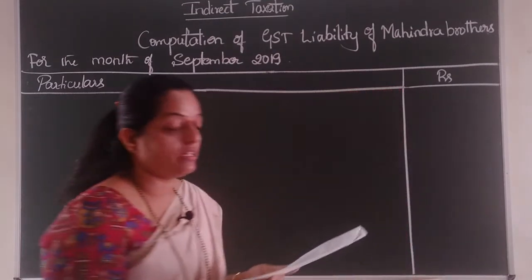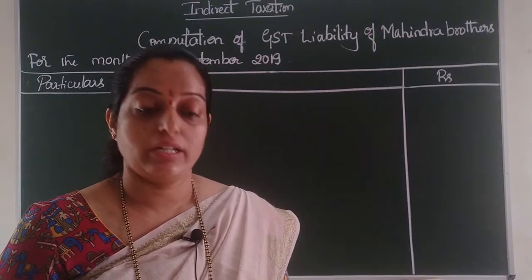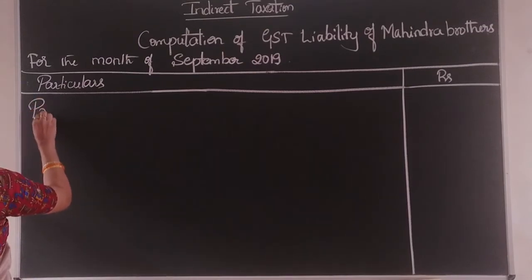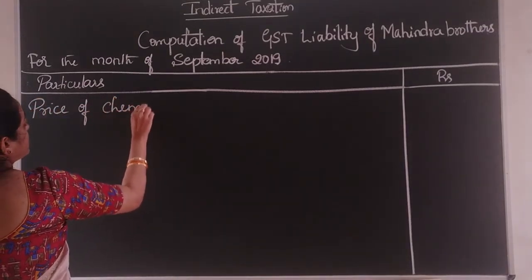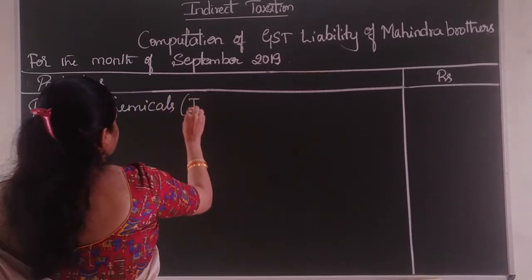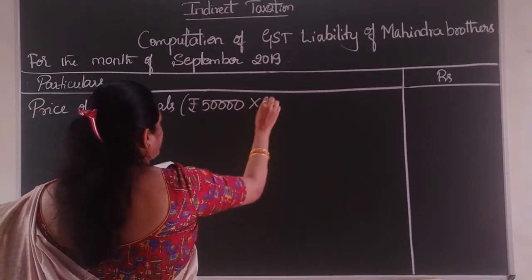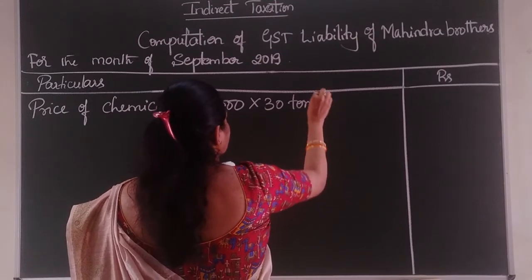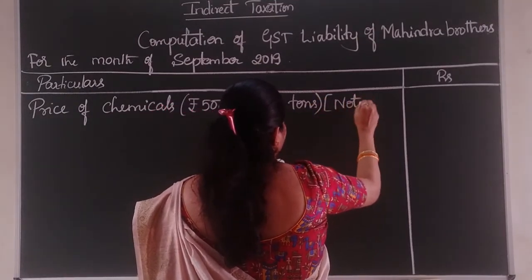So price of the chemicals, it has supplied 30 tons at 50,000 rupees. So price of chemicals, ₹50,000 into 30 tons. You can refer to note 2 for this.